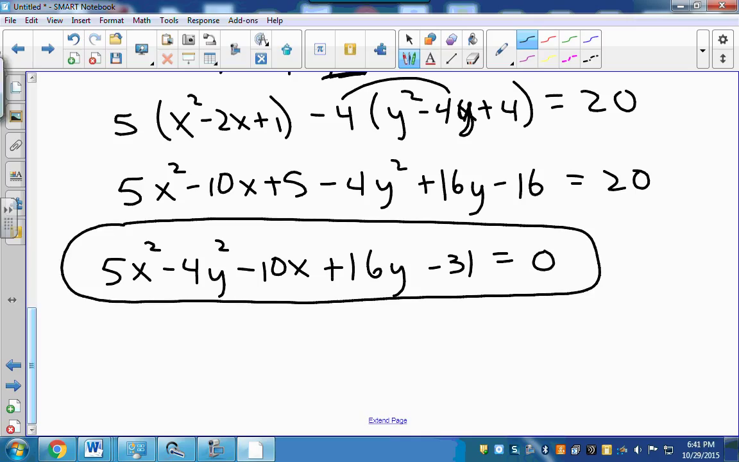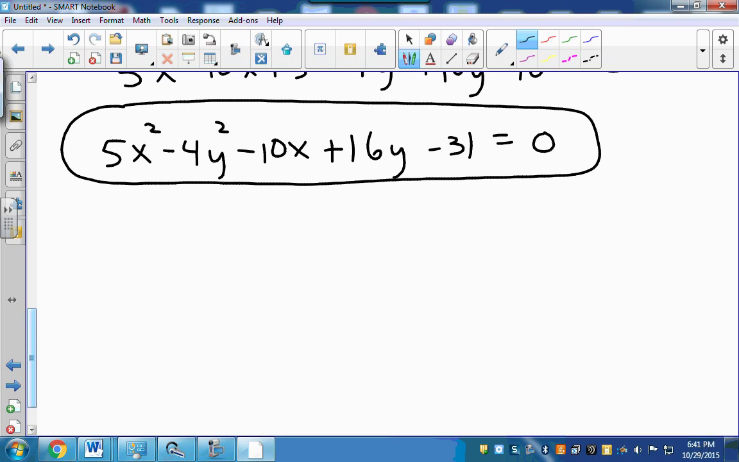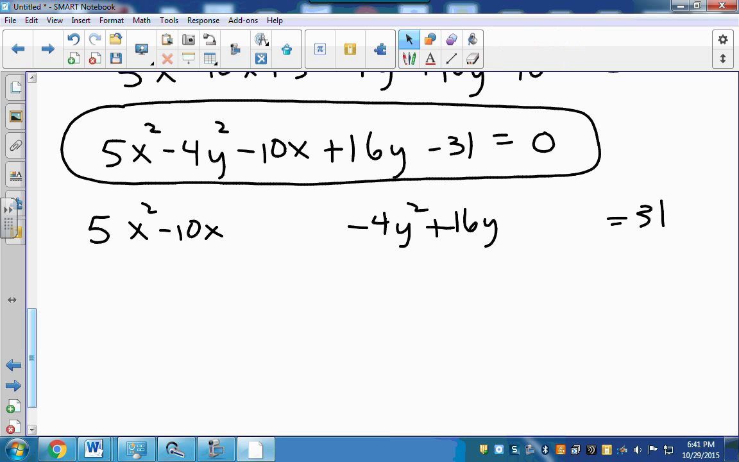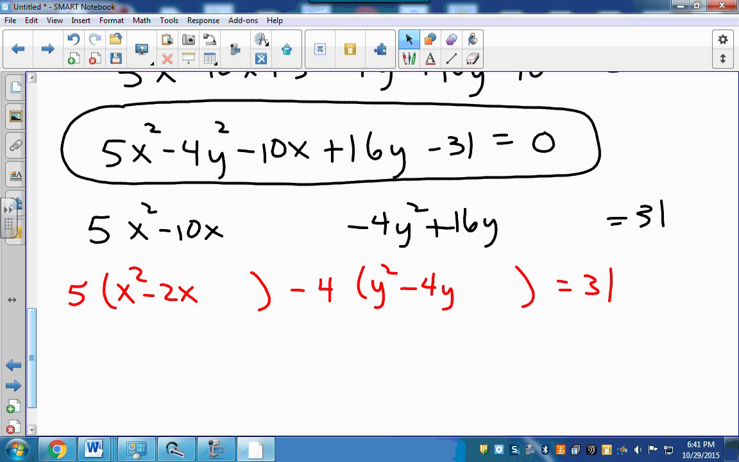Could you complete the square to get it back in graphing form? And the answer is yes, you can. So very similar to the ellipse process. Let's see how this goes. 5x squared minus 10x, leave a gap. Minus 4y squared plus 16y, leave a gap. Throw the 31 across. Go ahead and factor. 5 times x squared minus 2x, leave a gap. Factor out a negative 4, so we have y squared. Be careful here, this will be minus 4y, leave a gap. We still have 31. Okay, let's fill the gap.